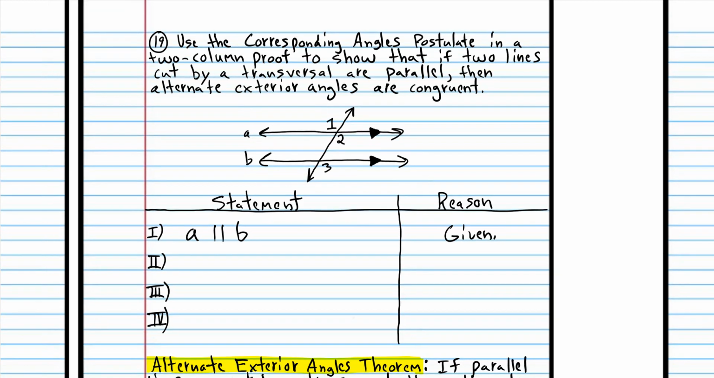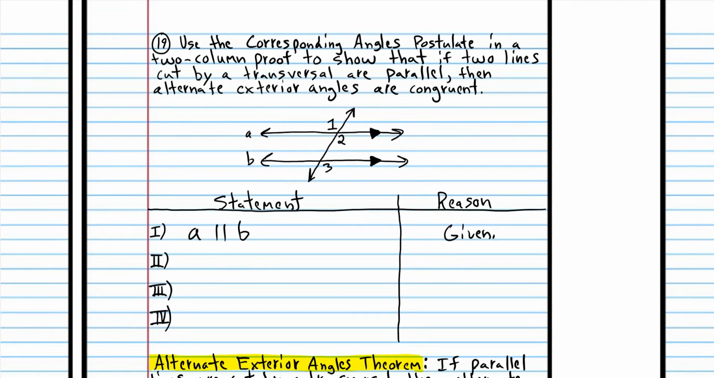So we're assuming that A is parallel to B. The two lines are parallel. Now, I know that the measure of angle 3 is equal to the measure of angle 2 by the corresponding angles postulate. So this angle is equal to this angle by the corresponding angles postulate, because this is lower right and this is lower right. So they must be equal because these two lines are parallel. That's the corresponding angles postulate.